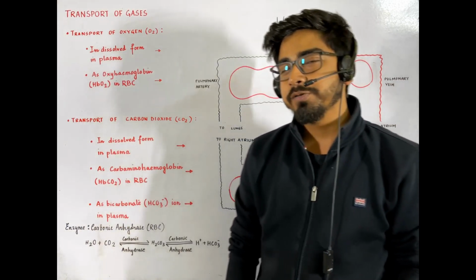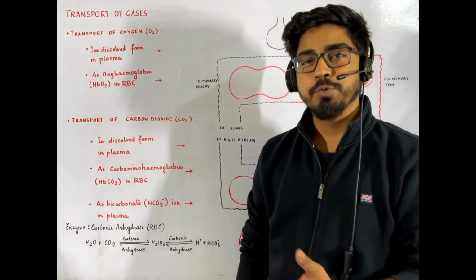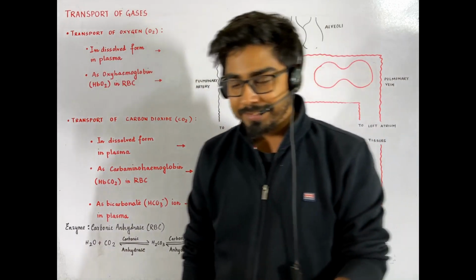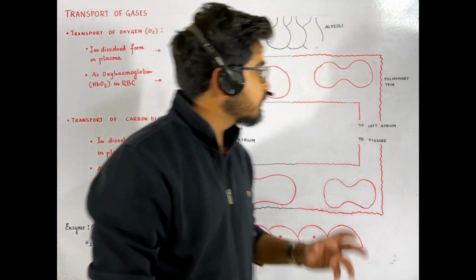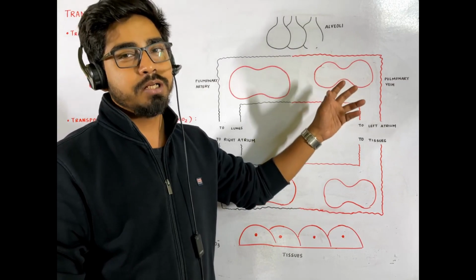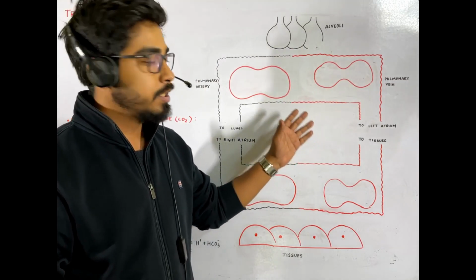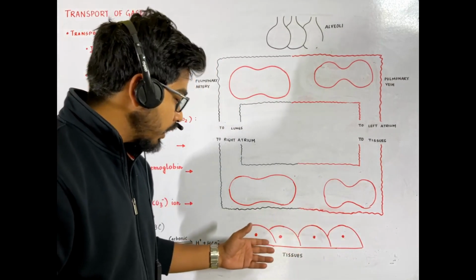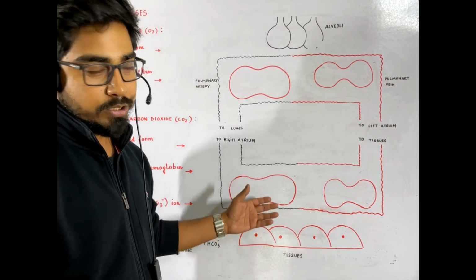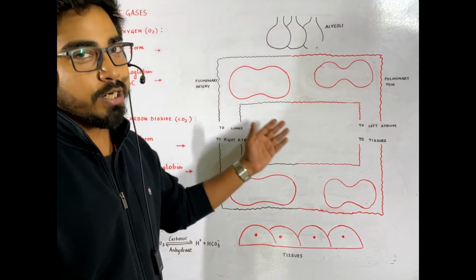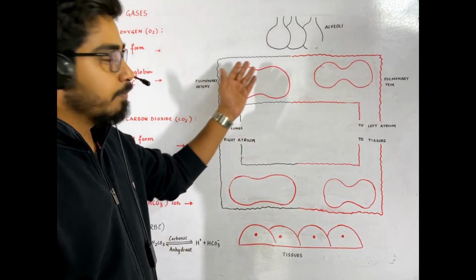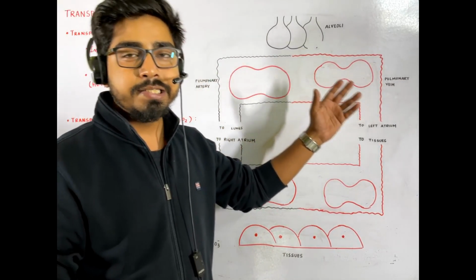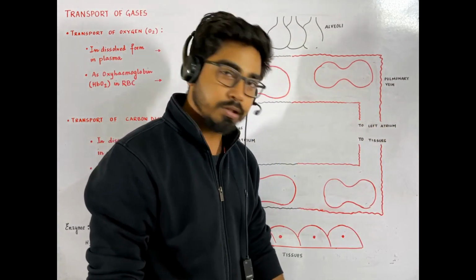So the concept that we are going to learn today is transport of gases. In this section we are going to learn how oxygen gets dissolved into the blood, then it is transported to the heart, and from the heart to the tissues where oxygen is given to the tissues and carbon dioxide gets dissolved into the blood. Now this blood is transported to the heart and from the heart back to the lungs where carbon dioxide is expelled out. So we are going to learn that mechanism.